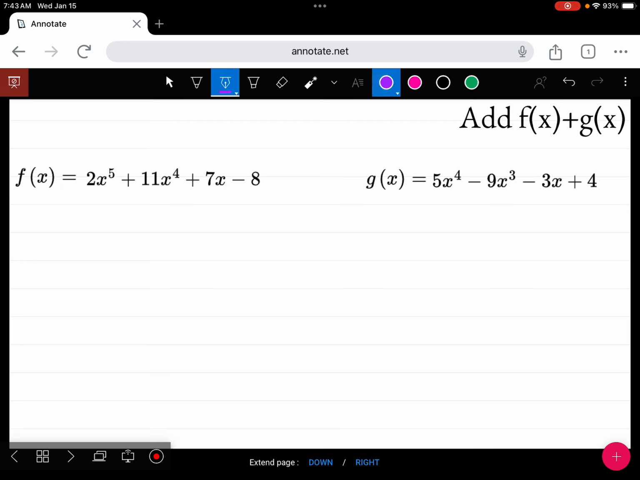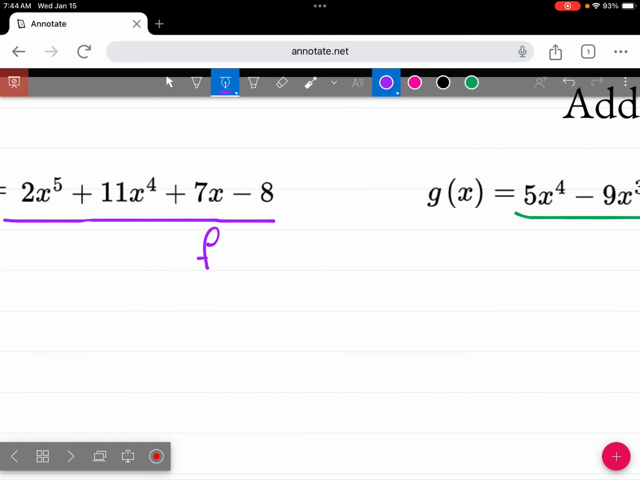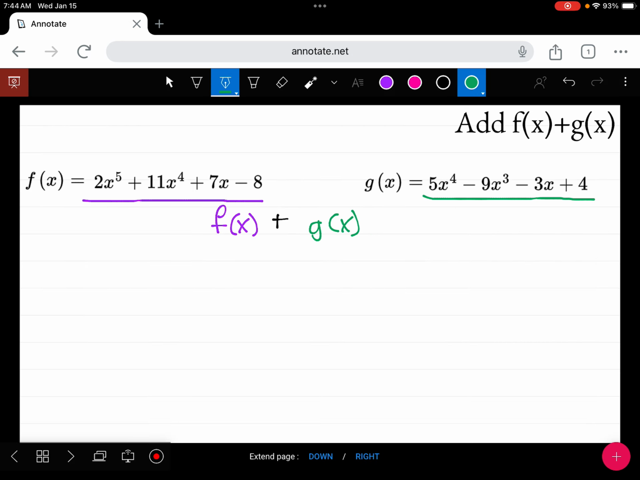So we've got our f of x, that is 2x to the 5th plus 11x to the 4th plus 7x minus 8. And our g of x, which is 5x to the 4th minus 9x cubed minus 3x plus 4. And we're going to add them together. So we want to take our f of x and add g of x. That's what the instructions tell us to do, is to add them together.